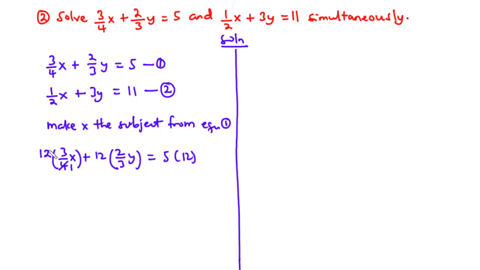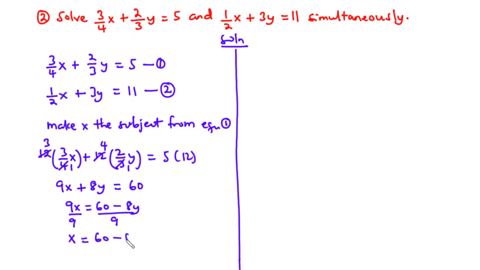4 goes here once, 4 goes here 3 times. So that is 9x plus 3 goes here once, 3 goes here 4 times. So 4 times 2 is 8. So that is 8y equals 5 times 12 is 60. So since we want to make x the subject, we transpose 8y to the right hand side. So we have 9x equals 60 minus 8y, and then we divide through by 9. Therefore, we have x to be equal to (60 minus 8y) divided by 9. Let's call this equation 3. Now we are going to put equation 3 into equation 2.